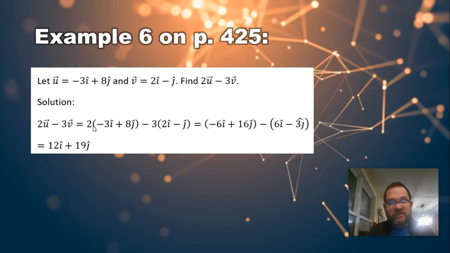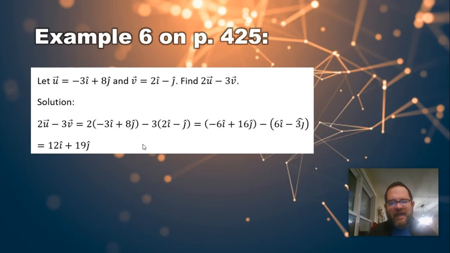Now our rules let us know that we can distribute it. That 2 times -3 becomes -6. That 2 times 8 becomes 16. Minus 3 times 2 is 6, and 3 times -1 is -3. Oh, I got a little out of control there with my hat. The hat should just be over the j.